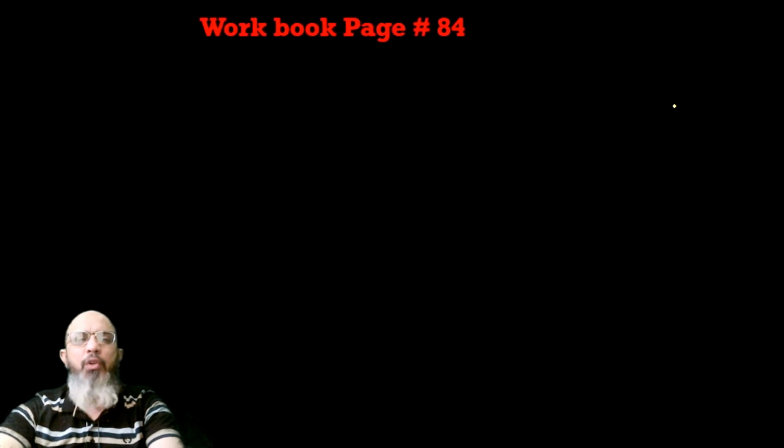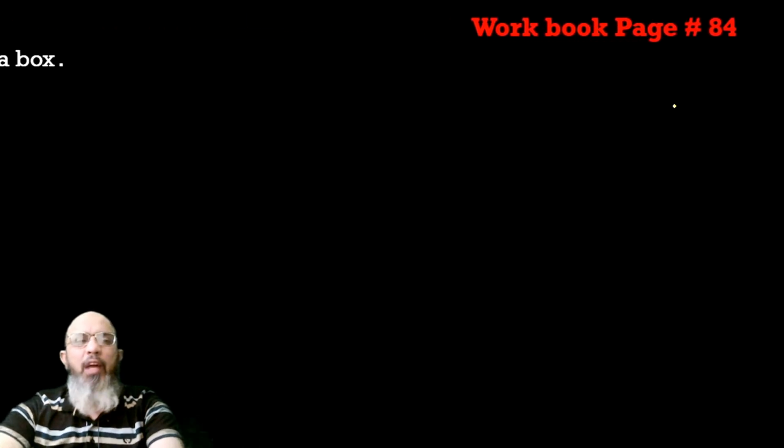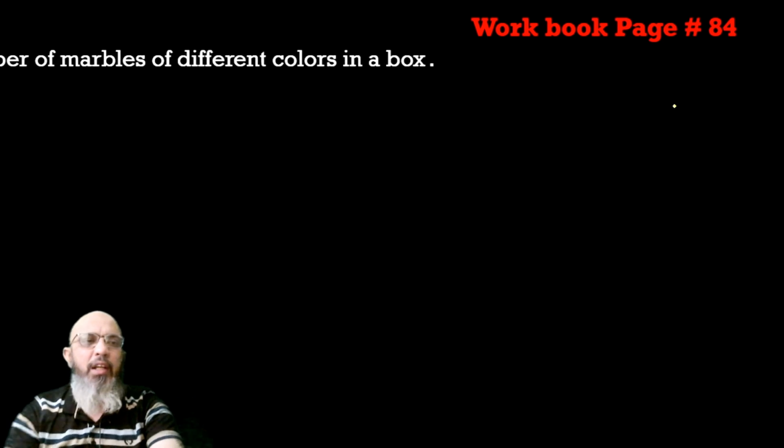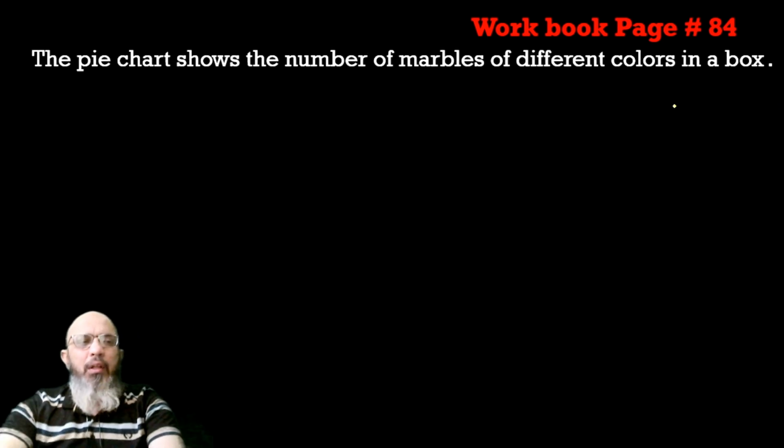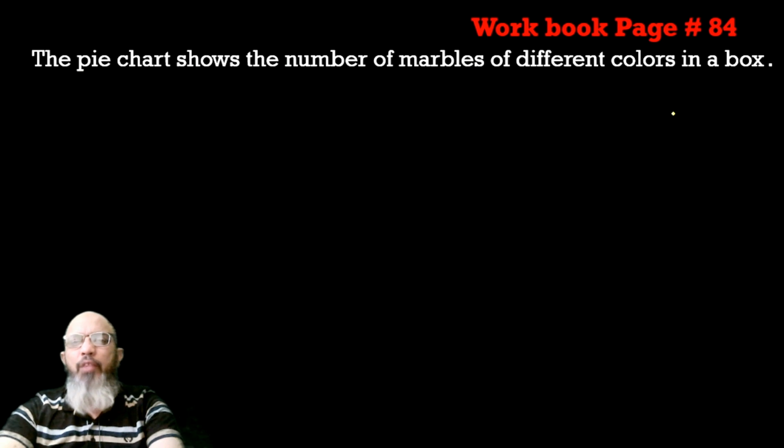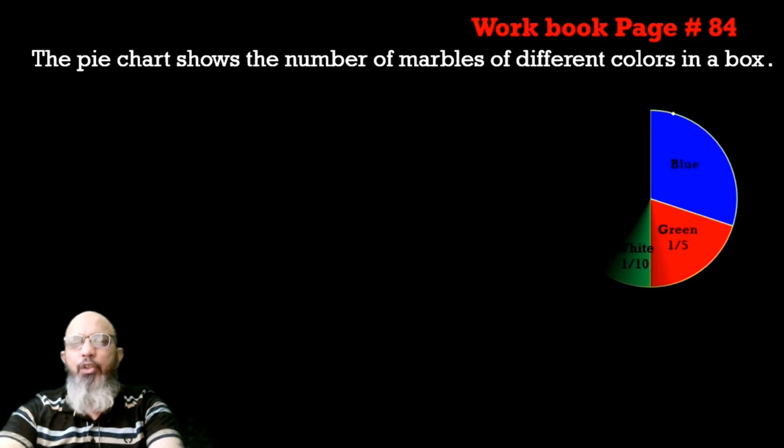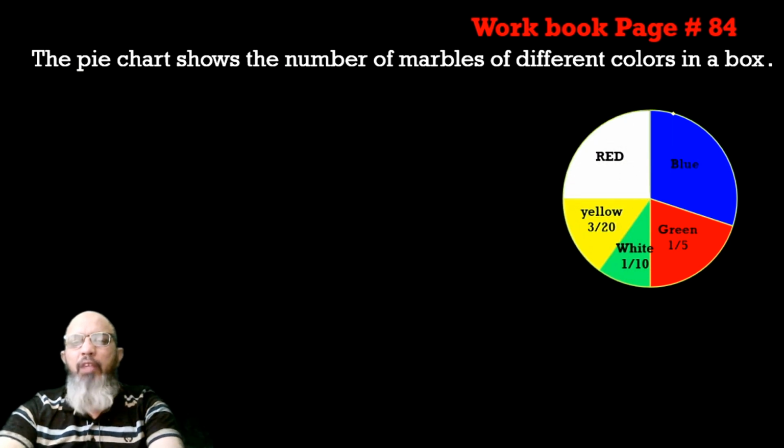Let's see the first question, from your workbook, page number 84. The pie chart shows the number of marbles of different colors in a box. There are blue, green, white, yellow, and red. Red makes an angle of 90 degrees, which in fraction form is 1/4. It's 1/4 part of the whole chart.